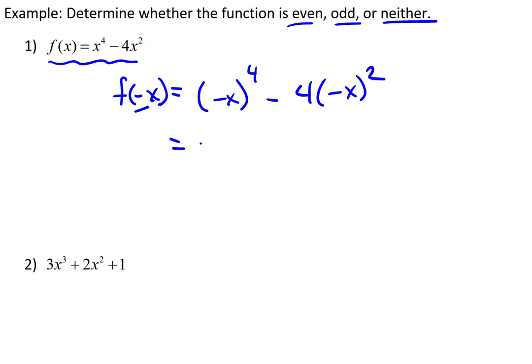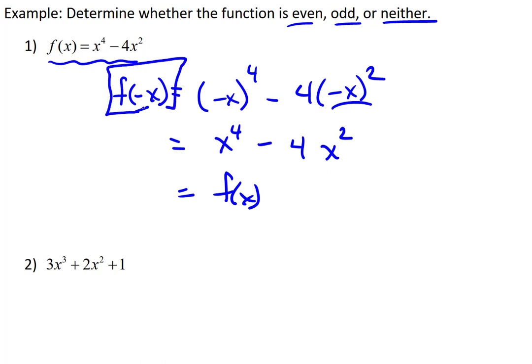And then we're going to simplify this to see if it matches the original function or is the opposite of it or maybe neither. So let's see, if you have negative x to the fourth power, a negative in parentheses to the fourth power would become positive x to the fourth minus 4 times, and then same thing when you have negative x in parentheses but you're squaring it, it would be a positive x squared, which happens to match exactly the original function f of x. So when f of negative x turns out equal to f of x, that matches the algebraic definition for an even function.